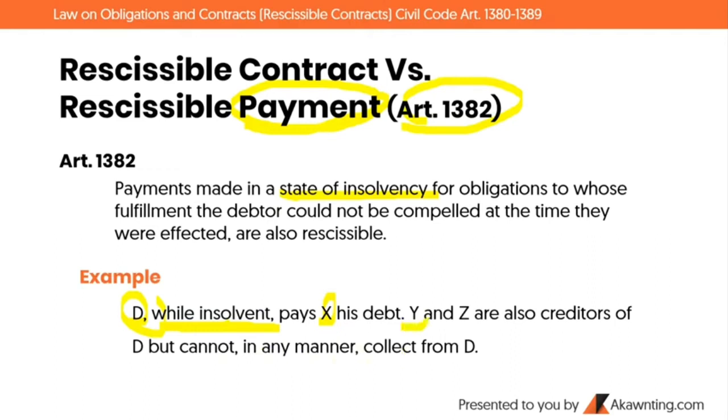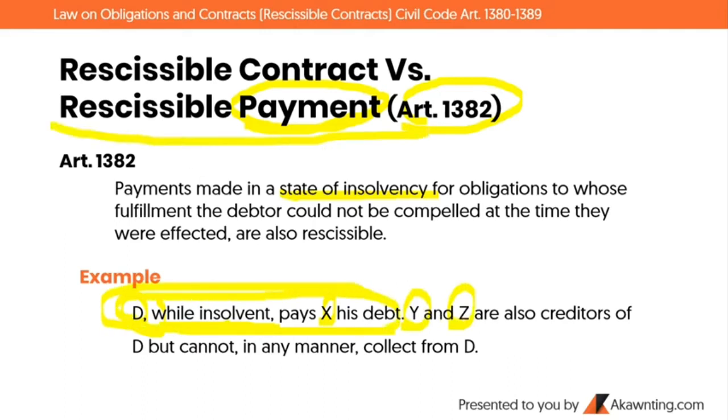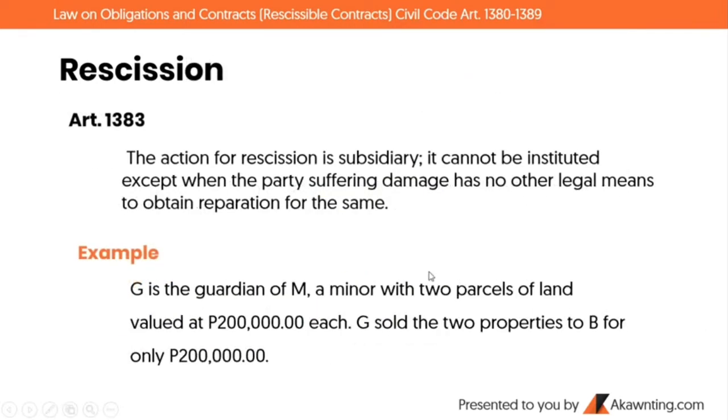So, Y and Z are affected by the contract, okay? Actually, by this payment, specifically, because we are talking about a rescissible payment. There's nothing wrong with the payment itself. However, it affected third persons, or it causes damage to another person. Y and Z may not be able to collect in the future if they do not rescind this. Okay? So, next.